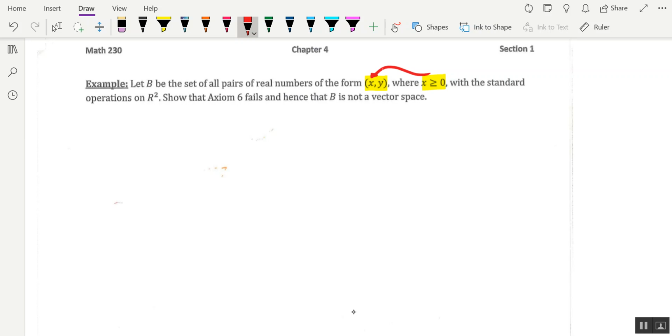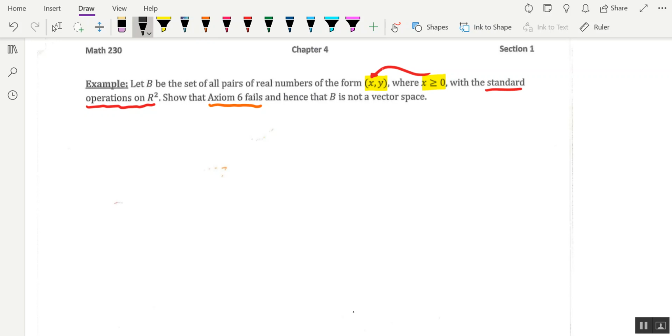Now, we are to assume the standard operations on R2, and what that means is when we go to add vectors or sets of real numbers of this form, they're kind of one and the same in this context. We add corresponding components, and to scalar multiply these objects, we distribute the scalar into the components. It says here, show that axiom 6 fails, which would therefore imply that this set of objects is not a vector space.